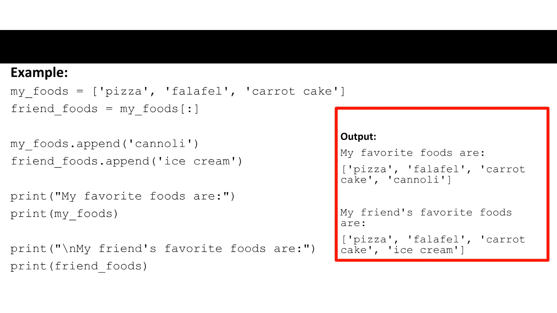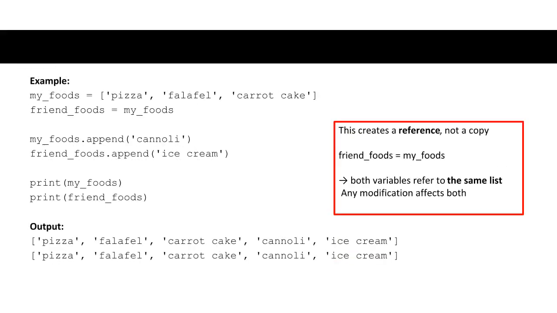Assigning one list to another does not create a copy. Instead, both variables refer to the same list. Any changes will affect both variables. Here, friend_foods equals my_foods. This does not create a copy. Both variables refer to the same list. So when we append items, both lists show the same updated values.